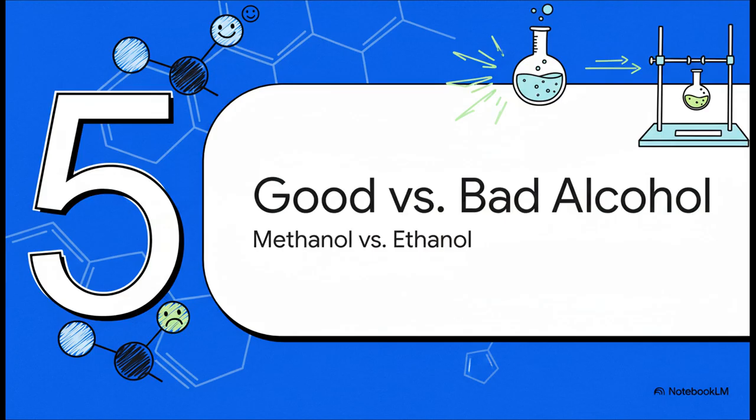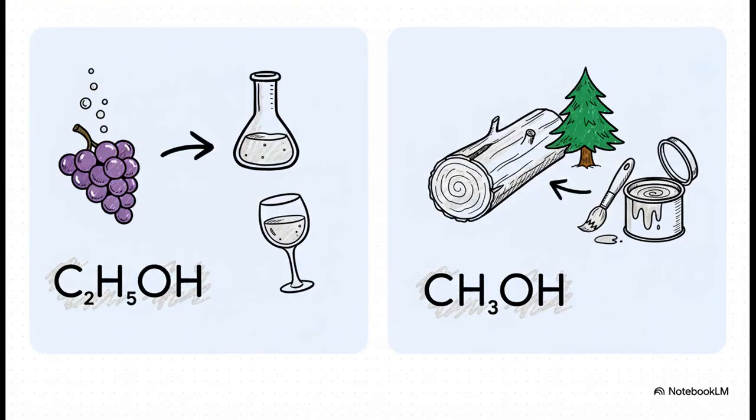For our last section, let's talk about something really important, something that connects to our real lives. Because not all alcohols are the same. There's a good one, and then there's a very, very bad one. So let's meet the two most famous members of the alcohol family. First, we have ethanol. This is the one made from fermenting sugars, like from grapes. It's used in industries as a solvent, and it's also the type of alcohol found in drinks. Then we have its cousin, methanol. This one is also called wood spirit, and it's used in things like paints and varnishes.